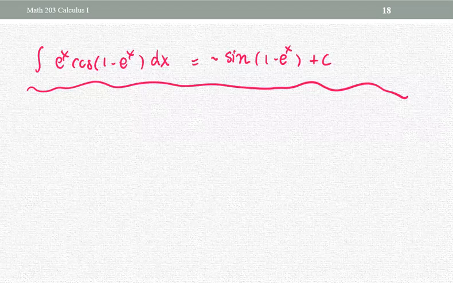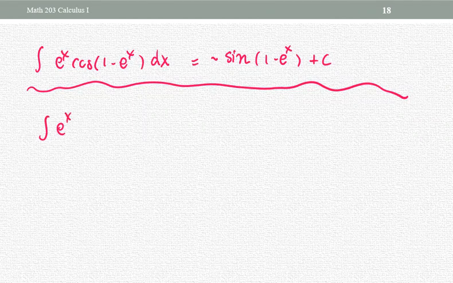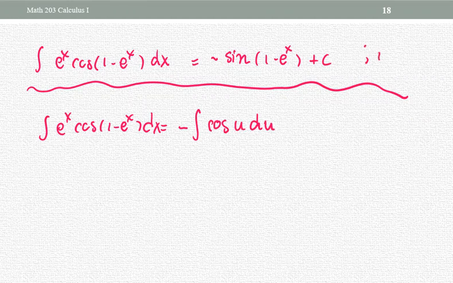Okay, so for the part that we get down to the step that we have negative, the integral of the cosine of u du, recall that u is 1 minus e to the x. So the one that we did earlier, this is the indefinite integral because we don't have a lower limit, upper limit. I'm going to show you with the same problem.